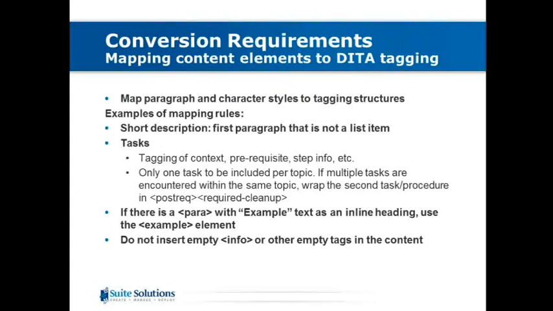Another example is there might be a paragraph with example as the text. And the conversion tool can actually pick up the text and say, hey, any time there's a paragraph and it has the word example in it, then we're going to turn this into the example element. You can also do things like say, we want to make sure that there are no empty tags in the content when they go through.